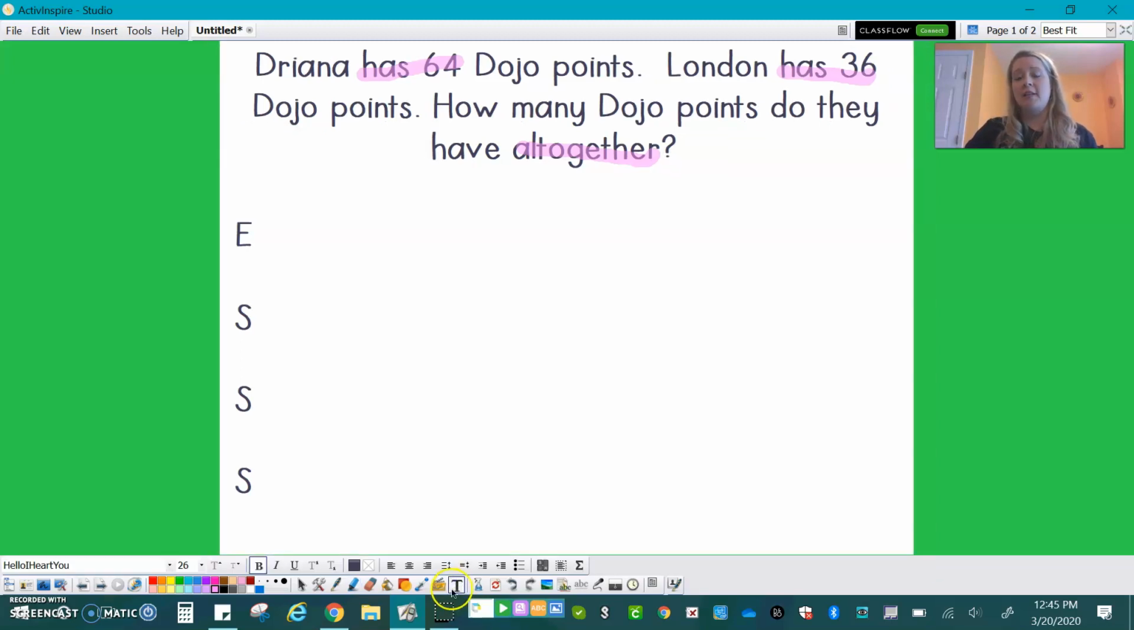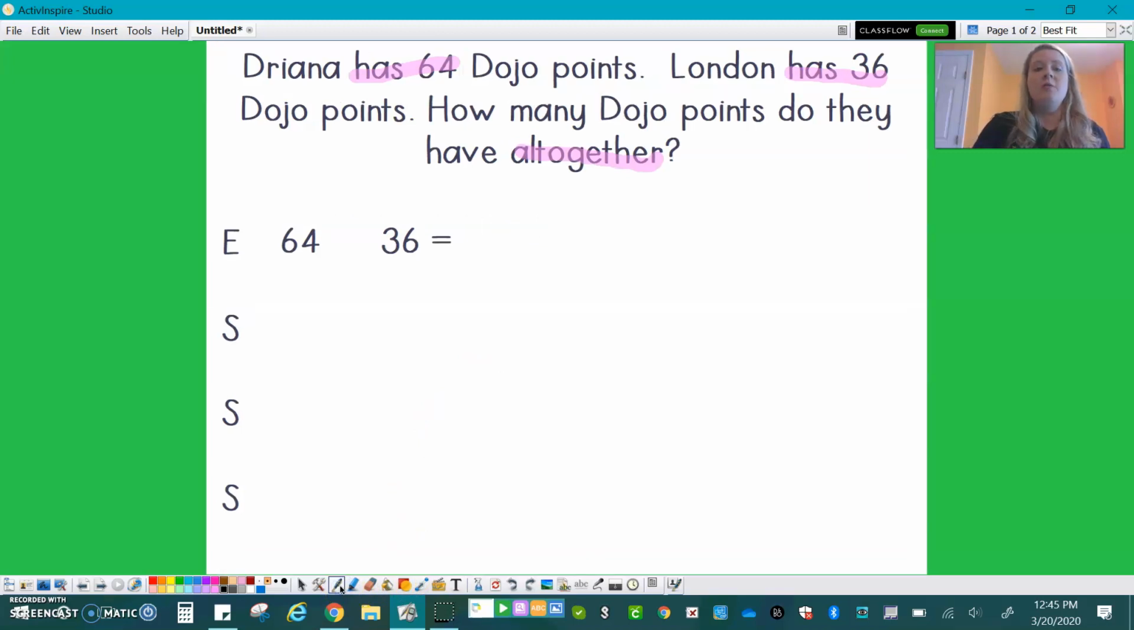So the first step is to write the equation. So I can see I'm going to go sentence by sentence to write this equation. So it says Driana has 64 dojo points, right? And London has 36 dojo points, and I want to know how many they have all together. Now I'm leaving spaces here because I didn't know at first what kind of problem I was doing. So now I can write in, and bear with me because I'm using my finger to draw here, a plus sign, and I'm going to put a box where my answer will go. Then we're going to do our strategies.